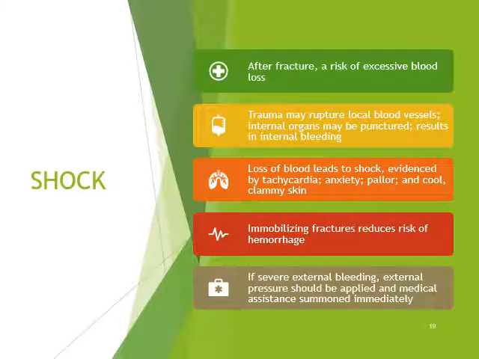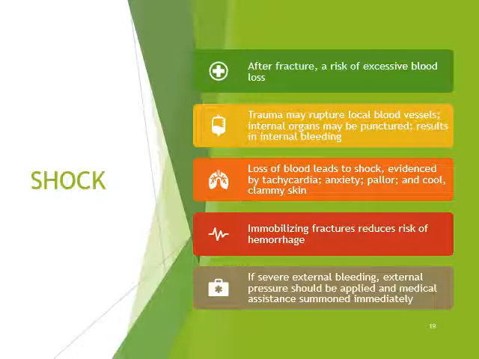So shock can occur after a fracture because there's a risk of excessive blood loss, especially if it's a compound fracture, or any time blood leaves the blood system and goes into the tissues, it's blood loss. Trauma may rupture local blood vessels. Internal organs may be punctured, like in a pelvic fracture. Pelvic fracture can puncture the bladder, and I had mentioned how a rib fracture can puncture a lung. And this can result in internal bleeding or rupture of the organ.